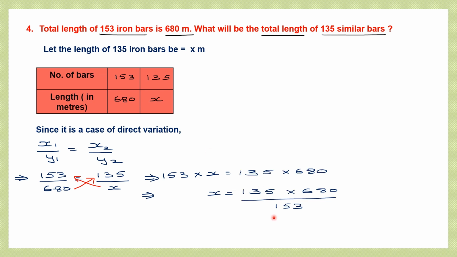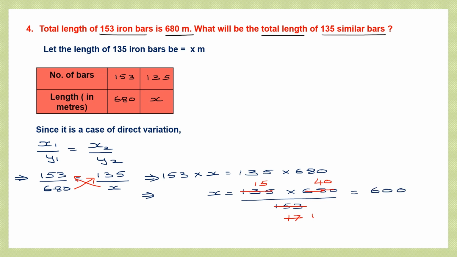We can cancel 153 and 135 by 9. So 9 into 17 is 153 and 9 into 15 is 135. Now we can cancel 17 and 680. 17 ones. Now 17 fours are 68. So 40 will give us 680. Now 15 into 40. 15 into 4 is 60 and add a 0.